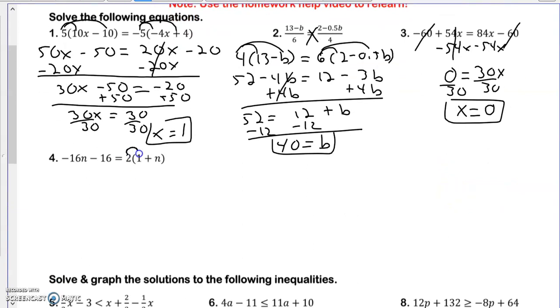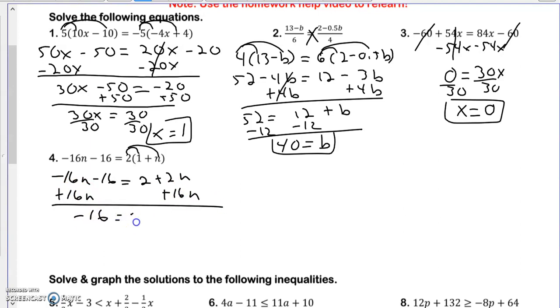Taking a look at this one, you're going to distribute. So I have a negative 16n minus 16, and I distribute, and I get 2 plus 2n. Again, I look to see which one is smaller. The negative 16 is the smaller one, so I'm going to add 16n. So I get a negative 16 equals 2 plus 18n.